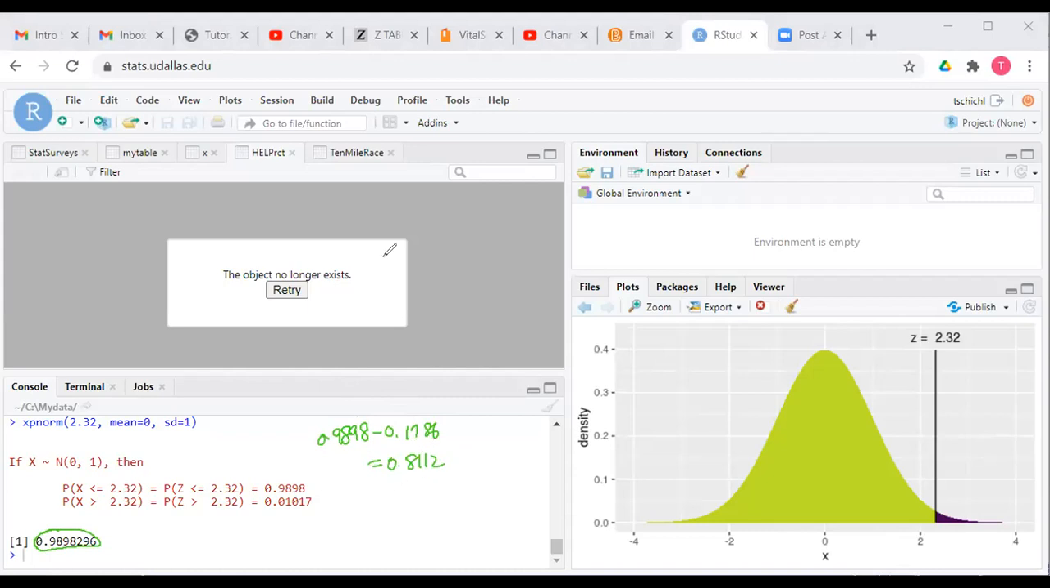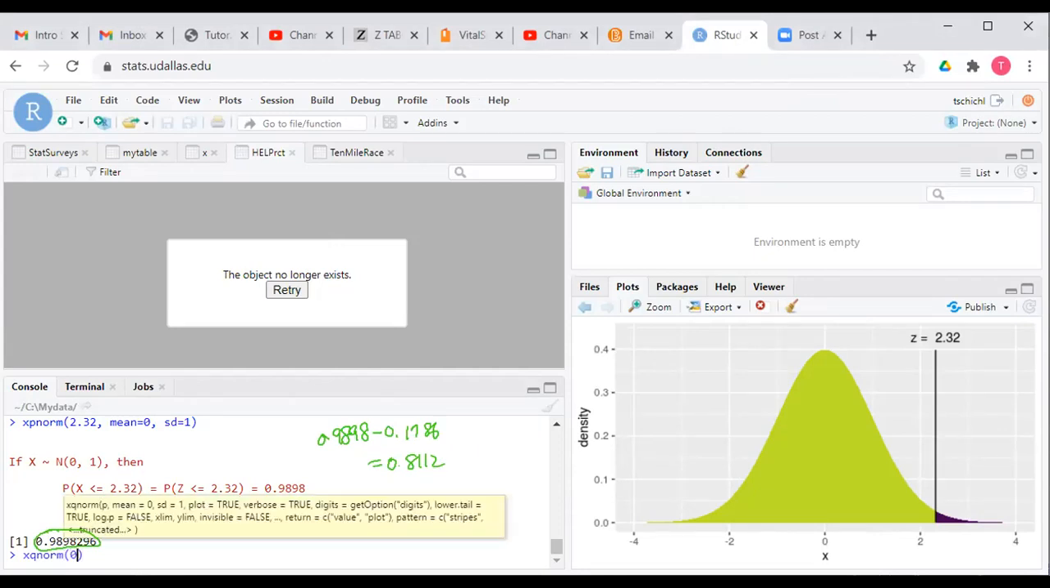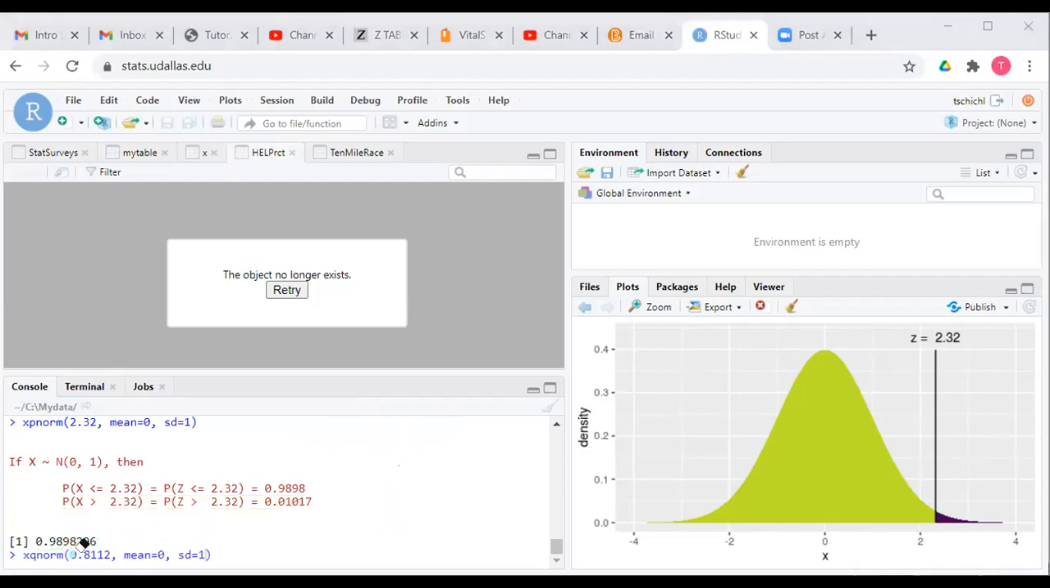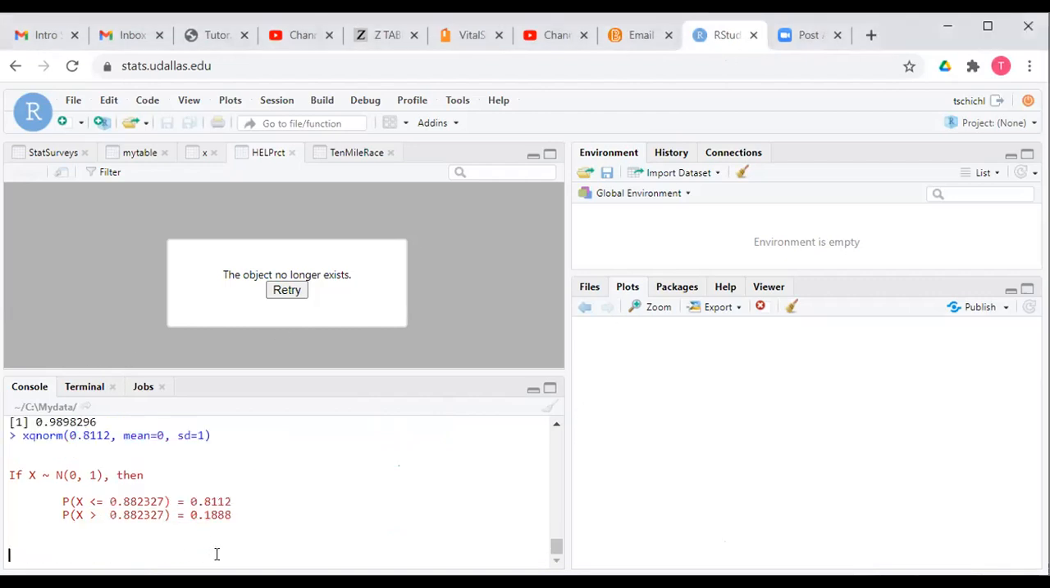Now, after you have the 0.8112, the next thing is, you just come here, instead of doing XP, what you do here is you say XQNORM, right? Then you have 0.8112, then you have a mean equal to 0 and the SD equal to 1. Correct? Okay. And now you can just hit run. So let's run it, right? Go ahead.